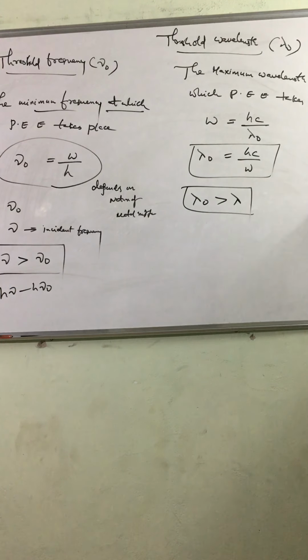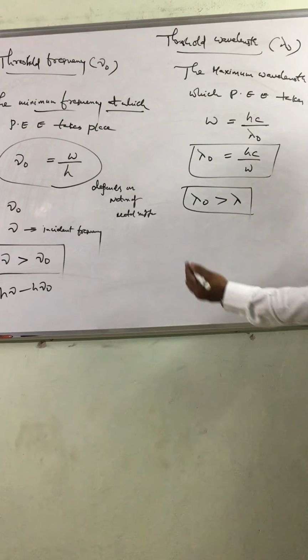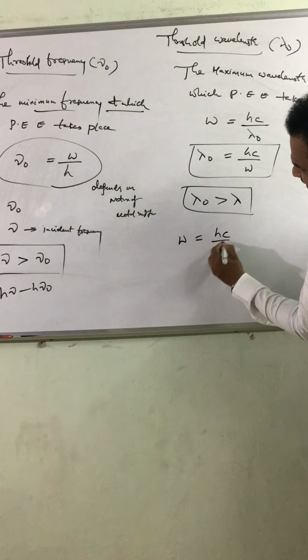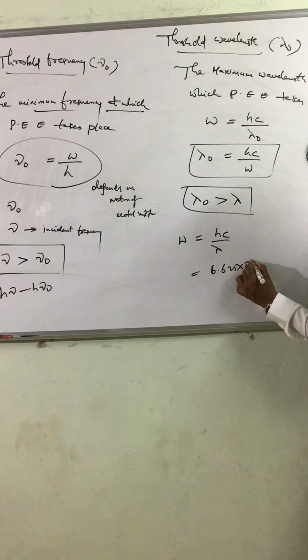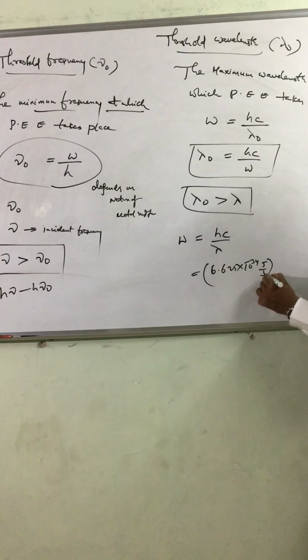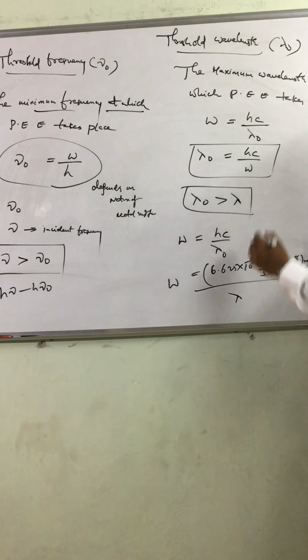This threshold wavelength also depends on the nature of the metal surface or photo emitter, independent of intensity and frequency. So even with a low amount of frequency of light, we have a chance to get the threshold wavelength. Right. So W is equal to hc by lambda naught. h value is 6.625 into 10 to the power of minus 34 joule second. c is the speed of light, 3 into 10 to the power of 8 meter per second, by lambda naught.